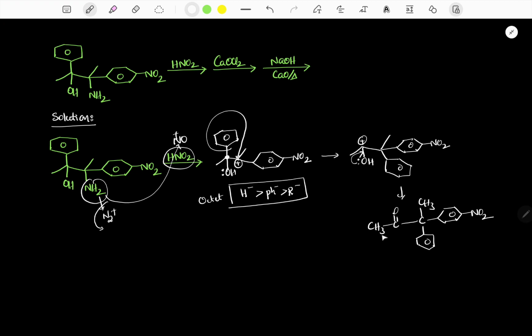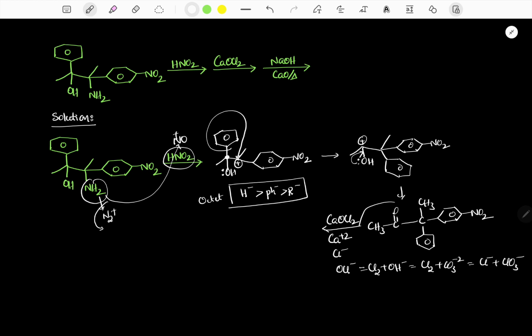So we get our corresponding ketone. Now the ketone is treated with bleaching powder, CaOCl2. Bleaching powder contains Ca2+, Cl- and OCl-. OCl- gives Cl2 plus OH-, which gives Cl2 plus CO3 2-, which gives Cl- plus ClO3-.